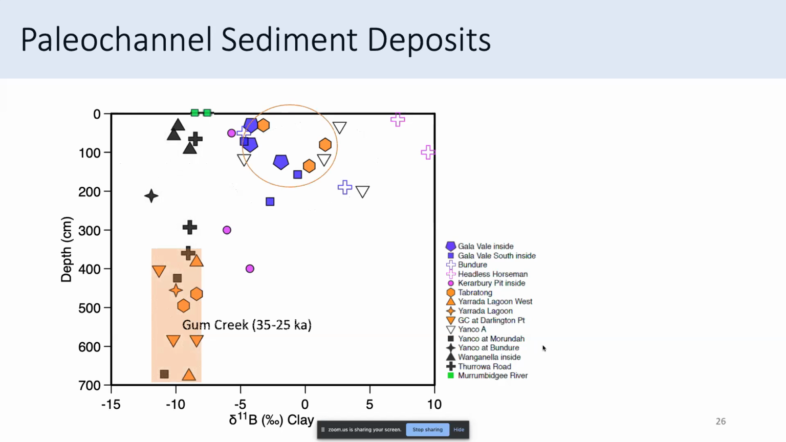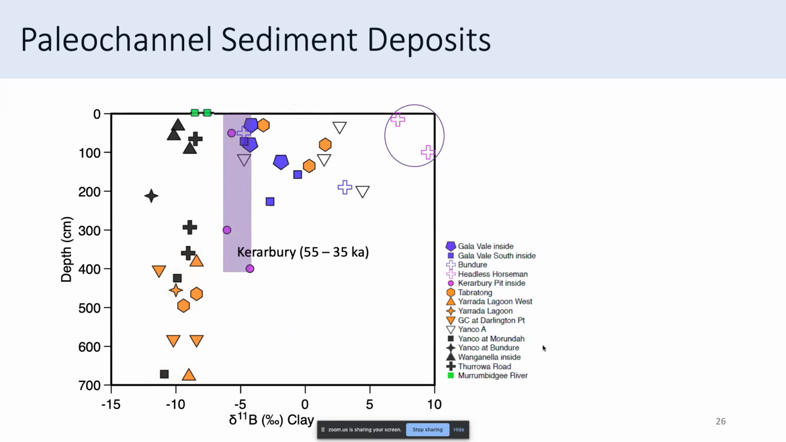That's our first system. Here's our second system, the Gum Creek. Again, most of our sites look just like the previous site did. There's not too much variation between sites, except for the one site that's circled up there. And again, we think that something was going on at that site. It was probably altered after it was deposited. Our third site is our Corroboree, and we had two. So we had the Corroboree pit. That's what you see in the middle there. And then this Headless Horseman site that again looks to be a bit altered.